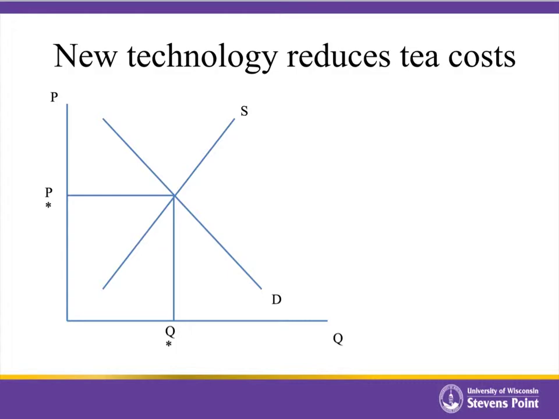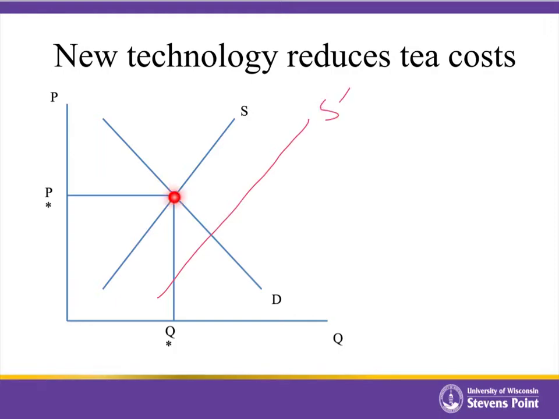Next one. Some new technology reduces the cost of producing tea. So we have a cost-saving technology here. So this cost-saving technology is going to make it cheaper to produce the tea or to do whatever is done to treat the tea and package it and all of that, and that's going to allow for higher profits per unit, which causes the supply curve to increase or shift to the right.